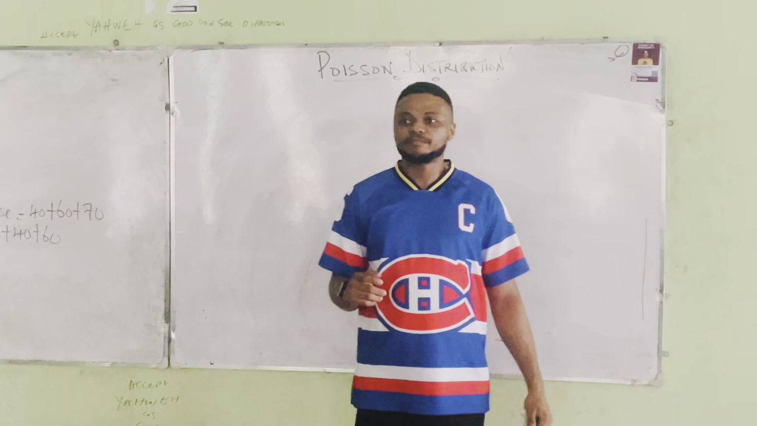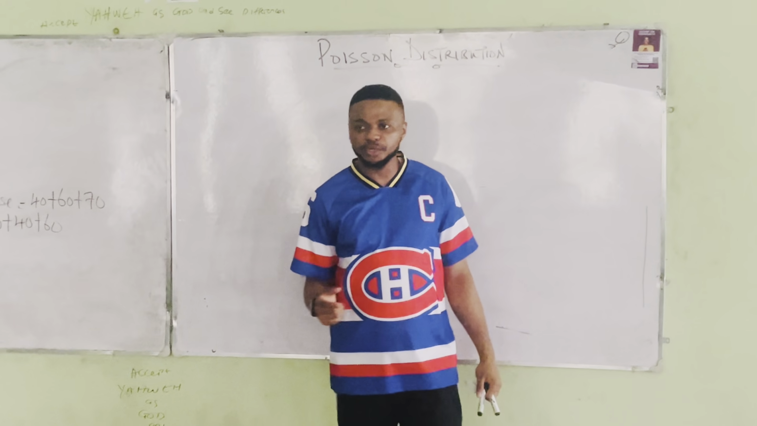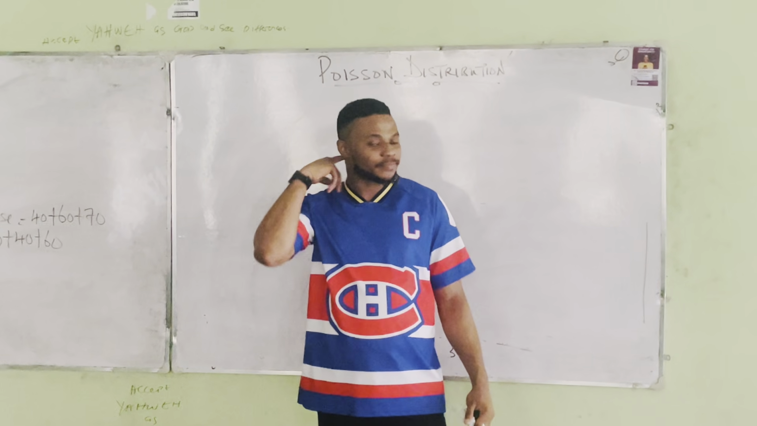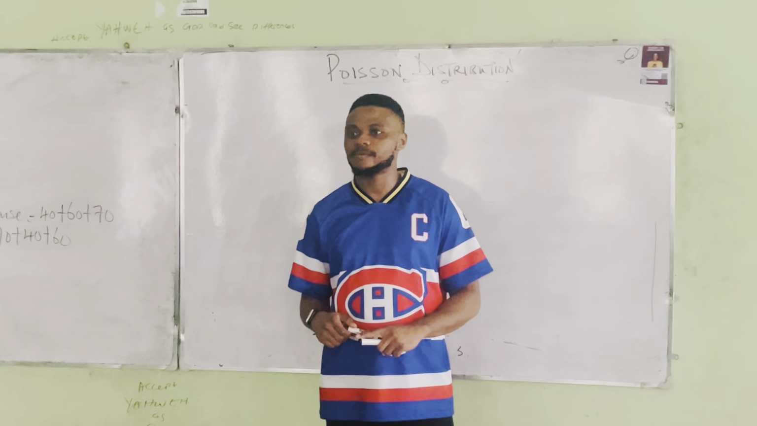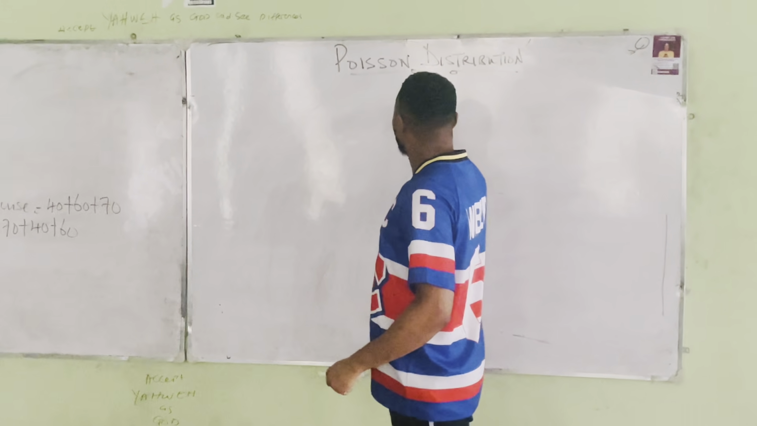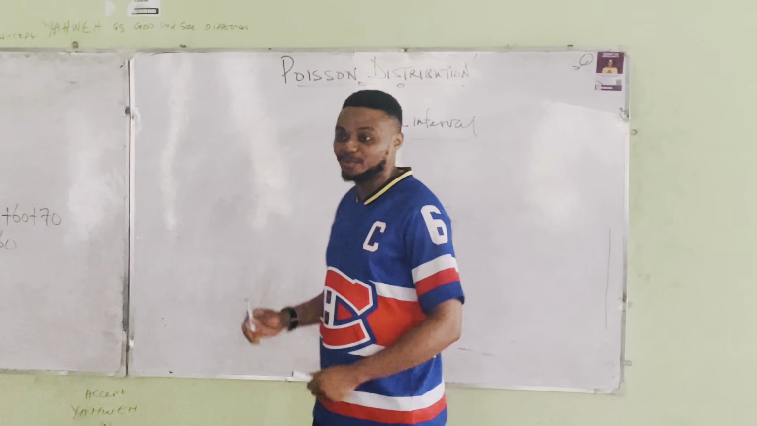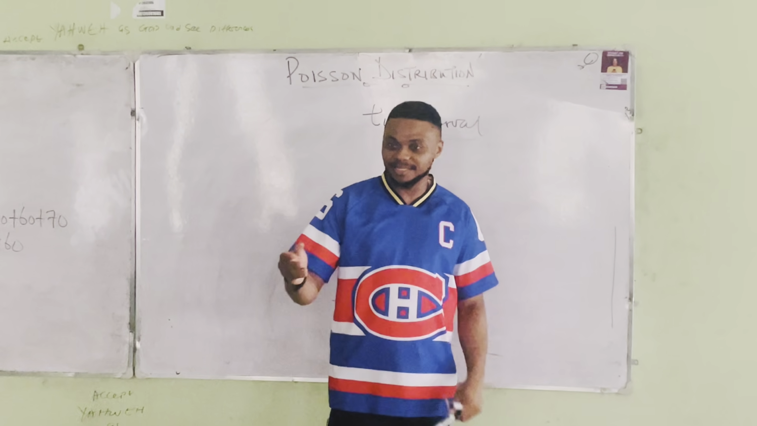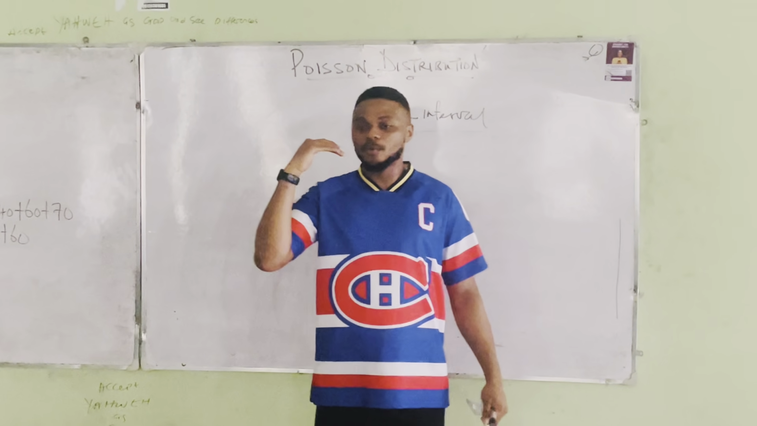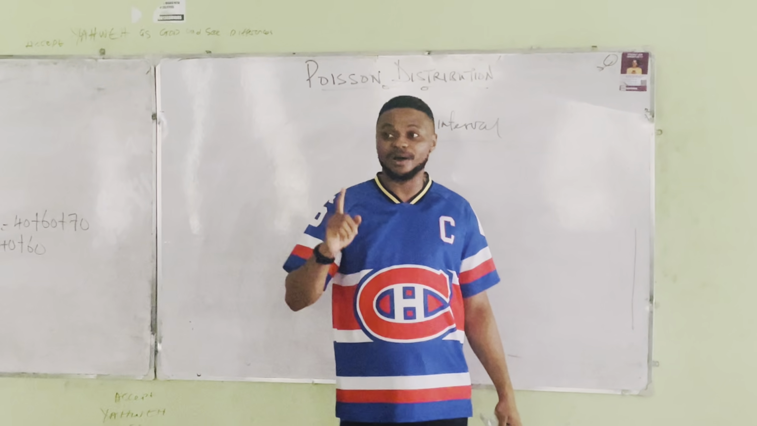Poisson distribution is defined as a probability distribution which exists in time intervals. Remember that binomial distribution has to do with two occurrences, success and failure. But Poisson distribution is a probability distribution which exists in time intervals.